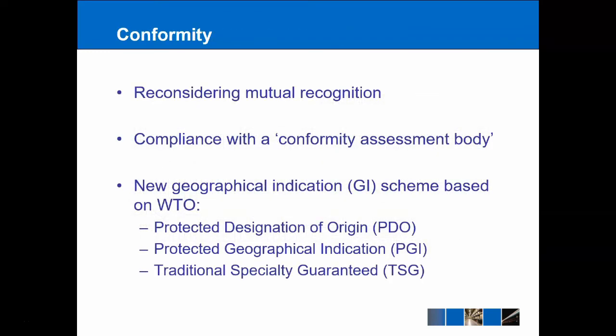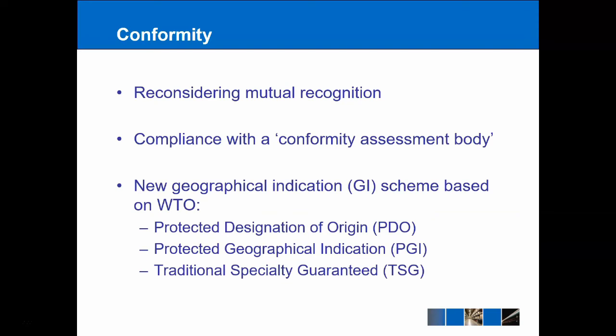At the moment, we have the idea of mutual recognition, where if a good can be sold in one of the member states of the European Union, then it can be seen as something that can be sold in any of the other member states. Now, obviously, when the UK is no longer a member state anymore, that idea of mutual recognition will go away, and so the UK goods will have to instead comply with a conformity assessment body, which are bodies set up by the European Union to assess goods and whether they conform with European standards.